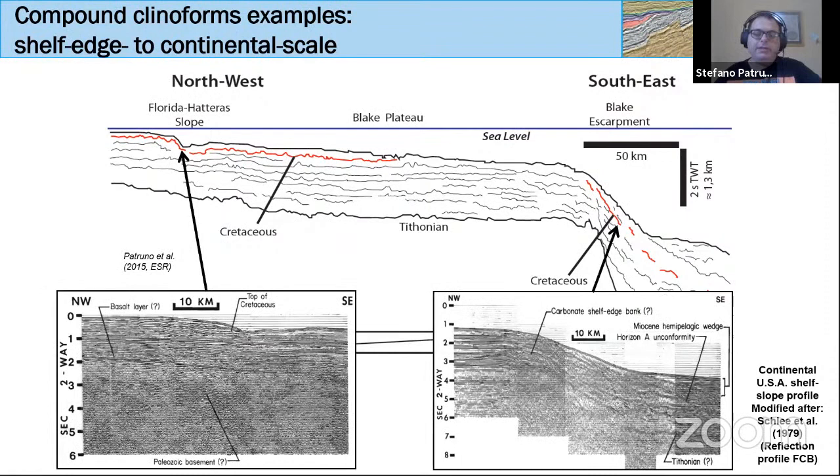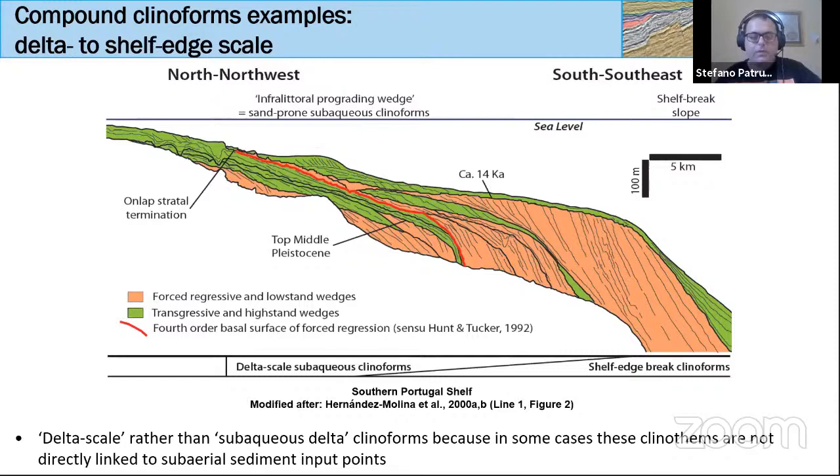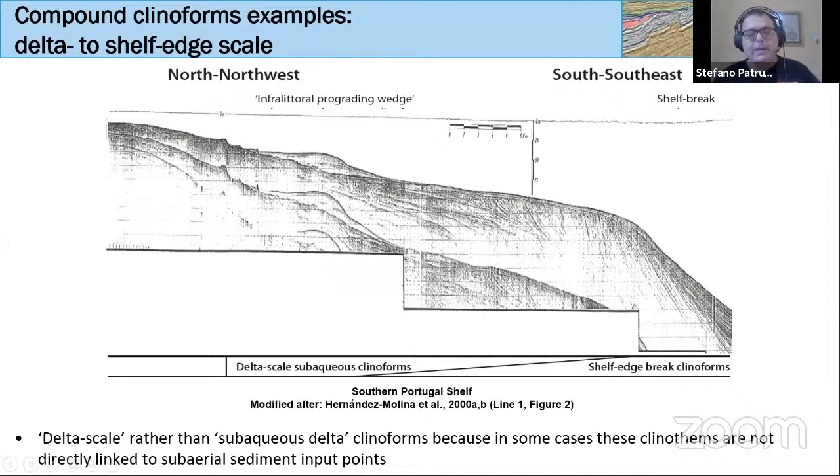And this you can see, zooming in, what they look like in size. This is a delta to shelf edge compound profile. This is from offshore Iberia, I think Portugal. Southern Portugal shelf. And so that's the interpretation. This is the seismic.